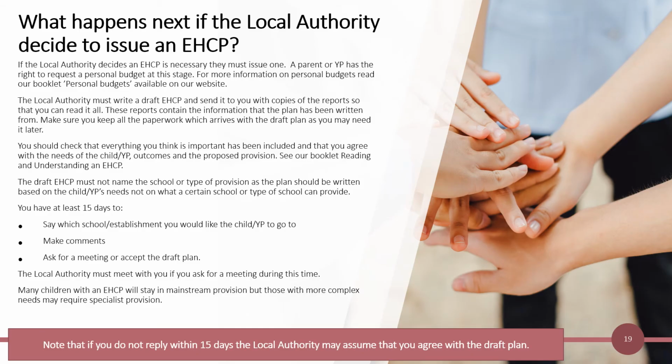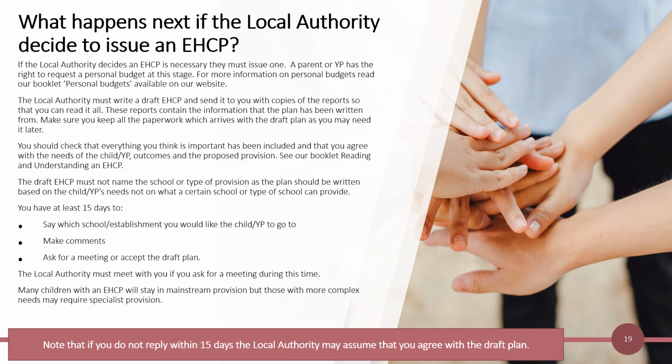What happens next if the local authority does decide to issue an EHCP? If the local authority decides an EHCP is necessary, they must issue one. A parent or young person has the right to request a personal budget at this stage. For more information on personal budgets, read our booklet, Personal Budgets, which is available on our website. The local authority must write a draft EHCP and send it to you with copies of the reports so you can read it all. These reports contain the information that the plan has been written from. Make sure you keep all the paperwork which arrives with the draft plan, as you may need it later.